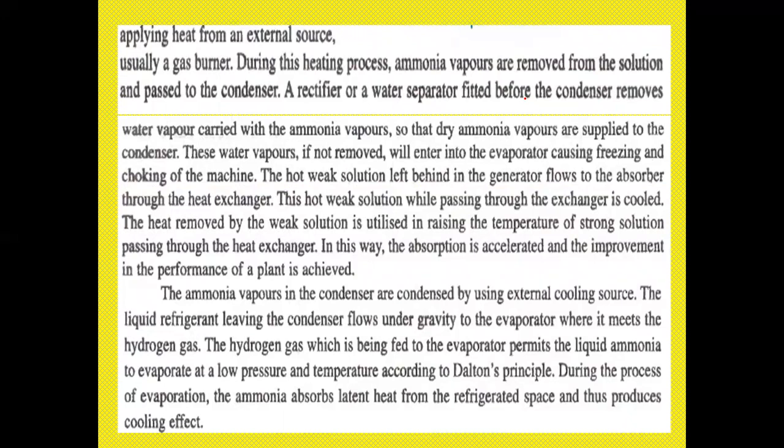Next, the ammonia vapors in the condenser are condensed by using an external cooling source. The liquid refrigerant leaves the condenser and flows under gravity to the evaporator, where it meets the hydrogen gas. The hydrogen gas fed to the evaporator permits the liquid ammonia to evaporate at low pressure and temperature, according to Dalton's law.